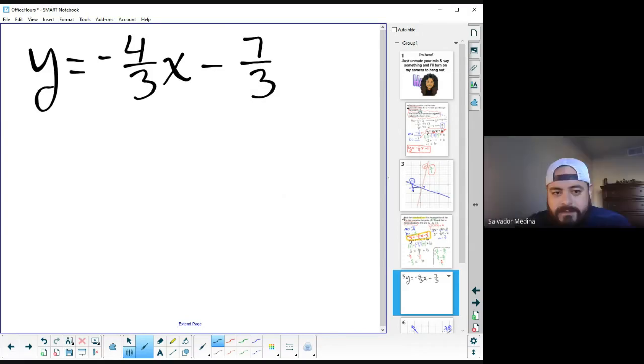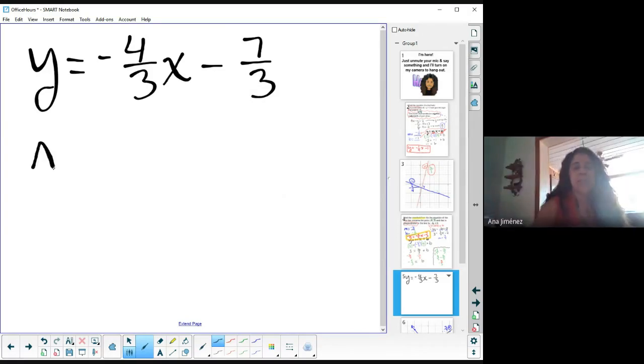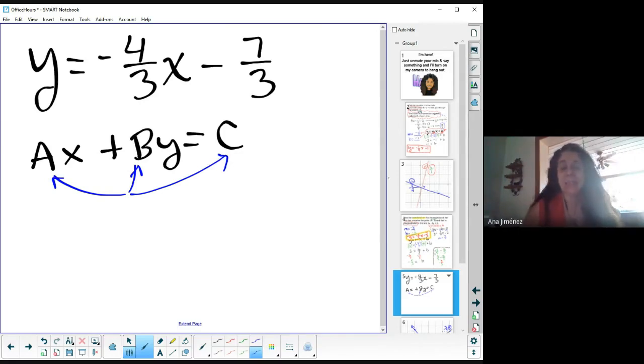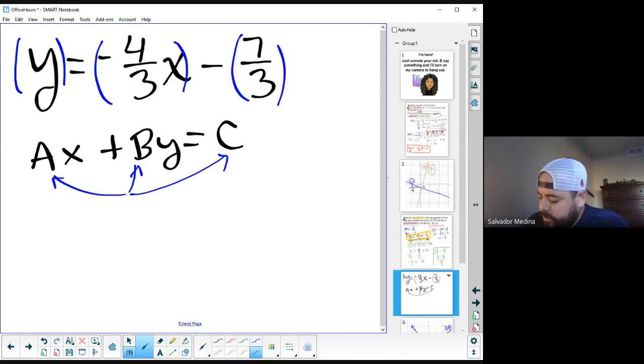Standard form is ax plus by equals c. A, b, and c all have to be whole numbers. They can't be fractions. So that's problematic. And a has to be positive. So b and c could be integers, but a has to be positive. First thing I'm going to do is get rid of the fractions because they shut my brain off. I'm going to multiply each term by the LCD, which is 3.